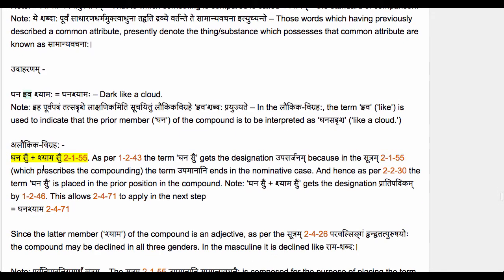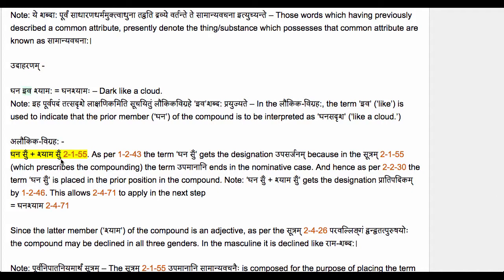The alaukika vigraha, of course, is ghana su plus shama su, compounding authorized by this sutram 2155, Upamanani samanya vachanaihi. Because we have the word ghana su, which is the standard of comparison, that to which someone is being compared. And shama su is the samanya vachanaha, that which, having previously described a common attribute, darkness, presently denotes the person, in this case Sri Krishna, who possesses that common attribute of darkness. Hence all the conditions for 2155 are satisfied, so the sutram authorizes this compound.